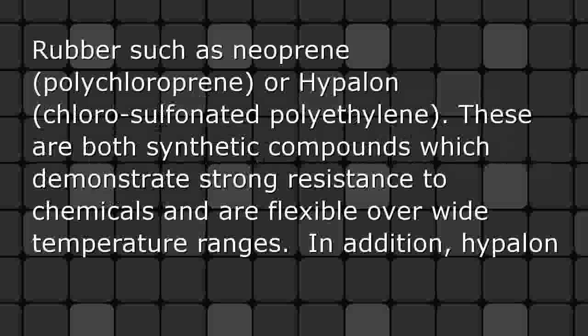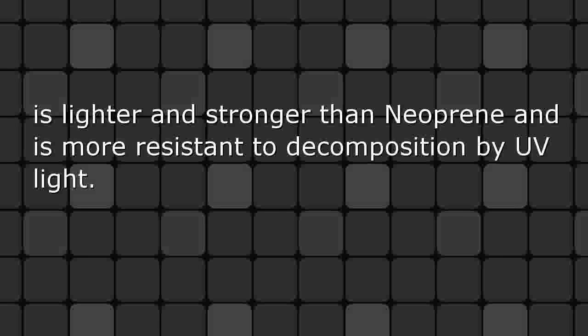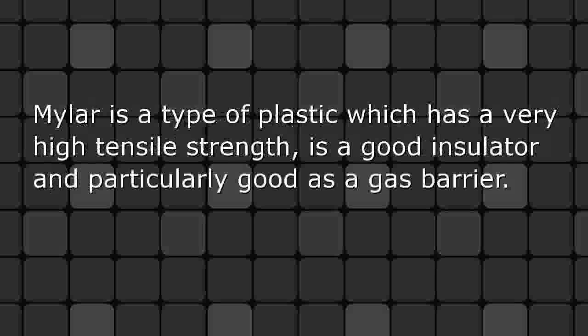Gaskets can be made from rubber such as neoprene (polychloroprene) or hypalon (chlorosulfonated polyethylene). These are both synthetic compounds which demonstrate strong resistance to chemicals and are flexible over wide temperature ranges. In addition, hypalon is lighter and stronger than neoprene and is more resistant to decomposition by UV light.